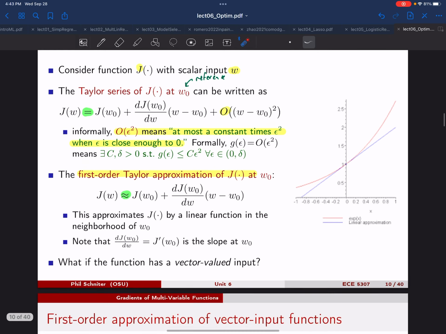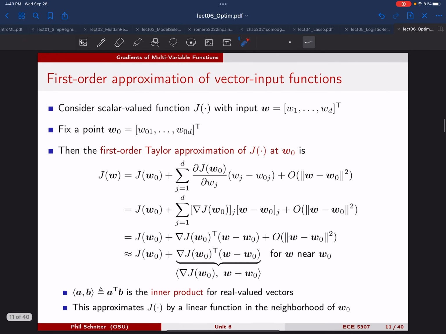Okay. All right, so let's now move to vector input functions. Again, the function is scalar output. It needs to be scalar output, otherwise we can't talk about any of this stuff. But it has a vector input. So we're going to fix a point, w naught. Now this is the vector w naught. And so if we want to talk about its elements, we'll write them as w01, w02, all the way up to w0D. Okay, that's how we talk about the elements of it.